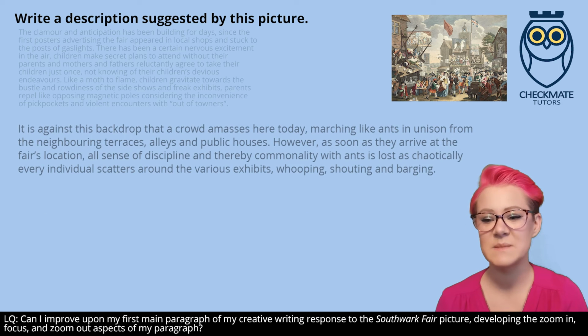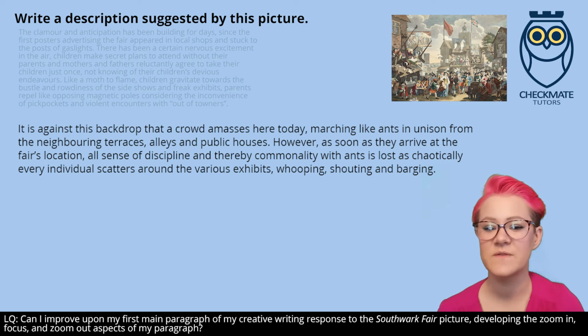It is against this backdrop that a crowd amasses here today, marching like ants in unison from the neighbouring terraces, alleys and public houses. However, as soon as they arrive at the fair's location, all sense of discipline and thereby commonality with ants is lost, as chaotically every individual scatters around the various exhibits, whooping, shouting and barging.